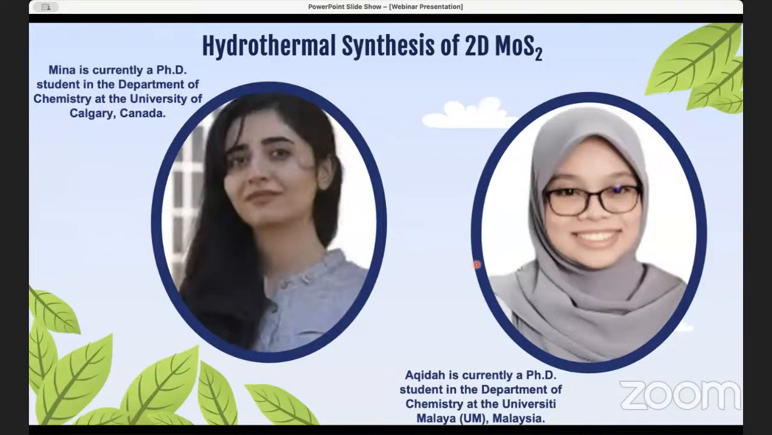Two of my students, Mina and Ekida, already worked on synthesis of molybdenum disulfide using the hydrothermal method. Mina was a master's student in our department, but one year ago she graduated, and now she's a PhD student at the University of Calgary in Canada. Ekida is still with us, but she graduated from her master's. They synthesized molybdenum disulfide using the hydrothermal method.